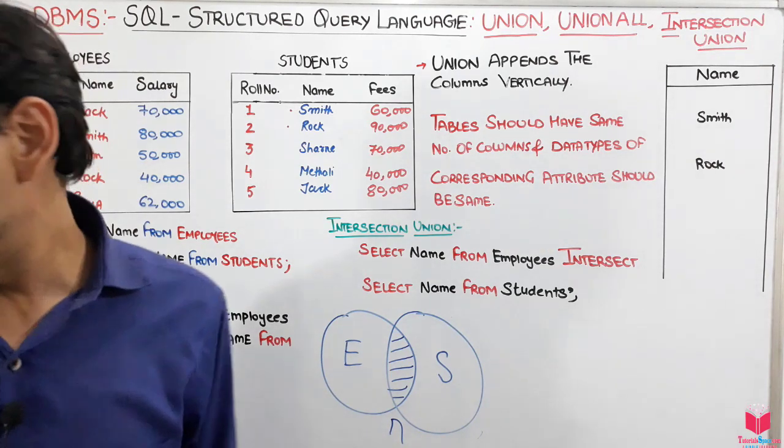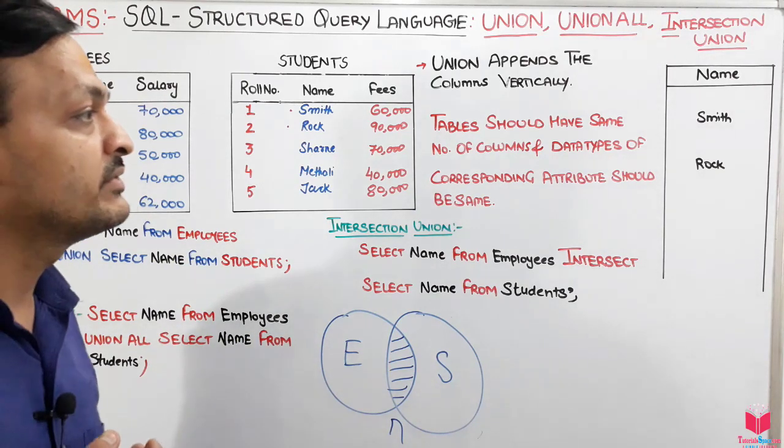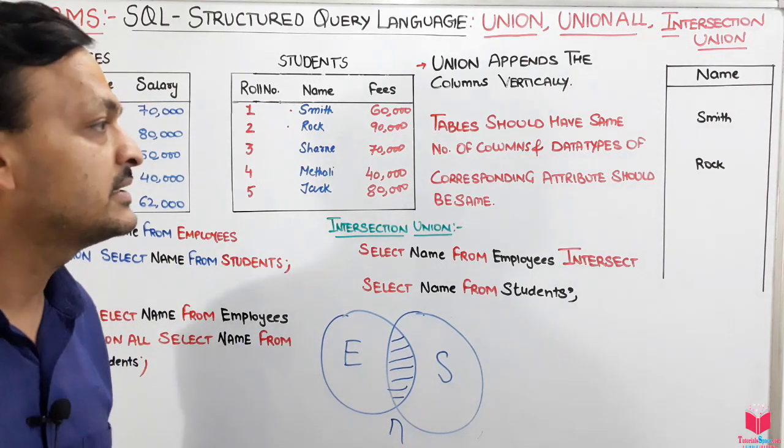In the next section, we will do the GROUP BY, HAVING, and EXISTS keywords. So we will see what exactly they are.